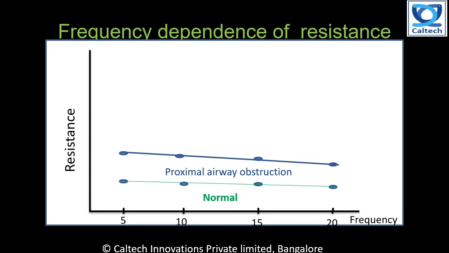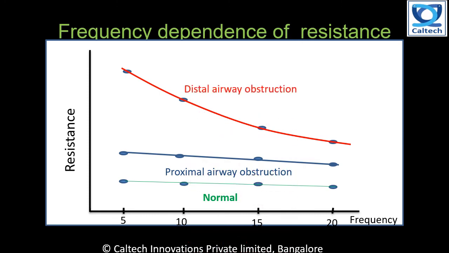Now let's take a look at another scenario here. You can see that the resistance at 5 Hz is increased as compared to the normal. At the same time, the resistance at 20 Hz is also increased compared to the normal. However, the increase in R20 resistance is not in proportion with R5. This happens in distal airway obstruction. R5 is increased way more as compared to R20.